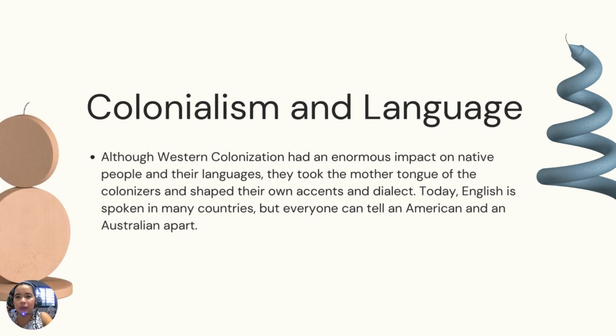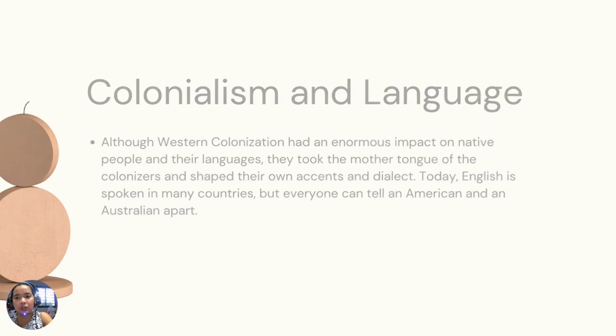So here at colonialism and language, there is an enormous impact on the native people and their languages. They took the mother tongue of the colonizers and shaped their own accents and dialects. So today, English is spoken in many countries, but everyone can tell that an American and an Australian are really different from each other.